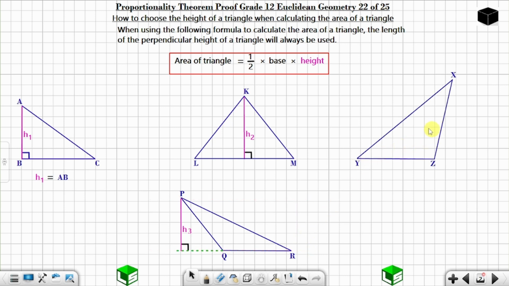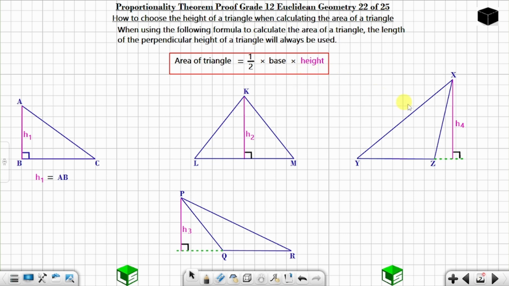You can also have a triangle as this one. So xy is not the height, xz is not the height. So if you consider yz to be the base, now to get the perpendicular height, you can extend yz. Now you are going to have this line perpendicular to this line. Now this is going to be the perpendicular height to be used in this formula.